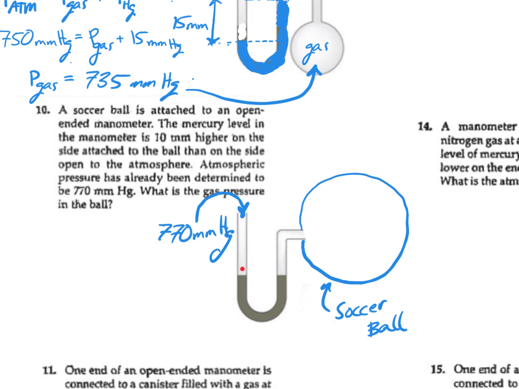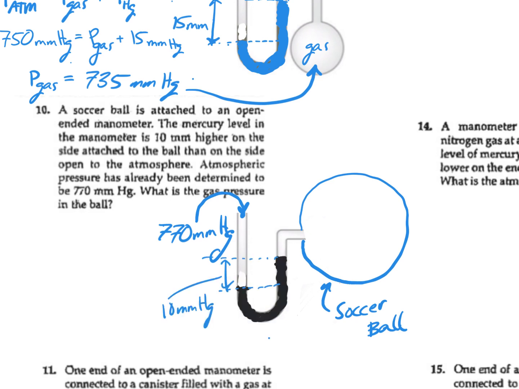we have 770 millimeters of mercury of pressure acting on the surface of this mercury. And it's said in the problem that on the soccer ball side, the mercury is higher. It's 10 millimeters higher on that side. So I'm going to redraw that to show this. You can see how the level of this mercury is going to be pushed down, and this level of mercury is going to go up, corresponding to what we've got in this problem.